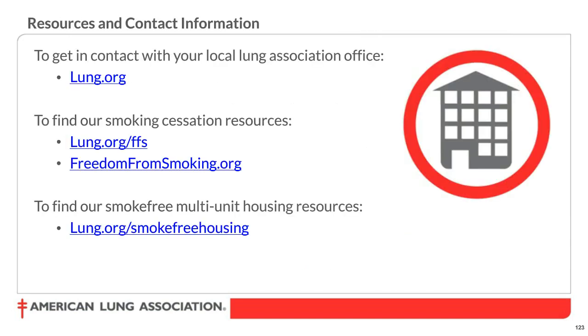We have come to the end of our Cessation Navigator training, so we want to provide some resources to you. To get in contact with your local lung association office, visit lung.org. To find our smoking cessation resources, visit lung.org/FFS or freedomfromsmoking.org. To find our smoke-free multi-unit housing resources, visit lung.org/smoke-free housing.